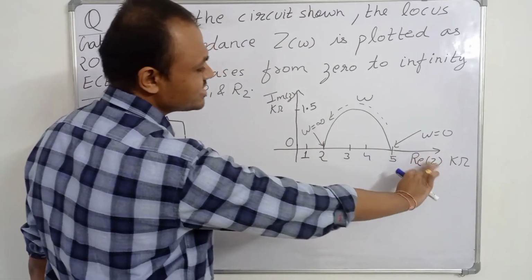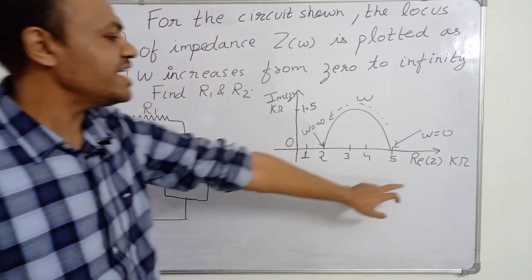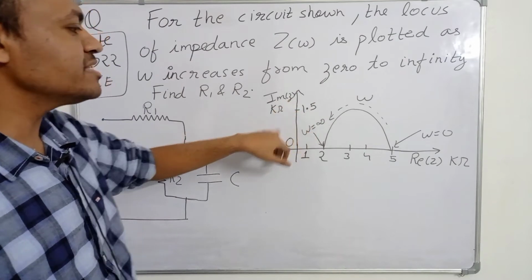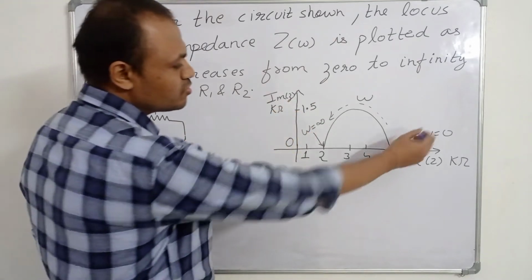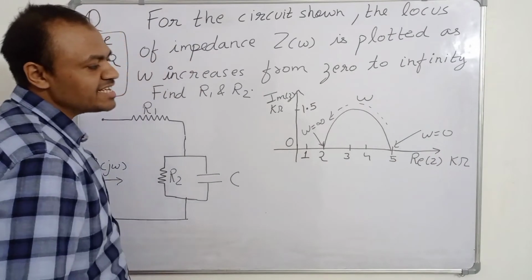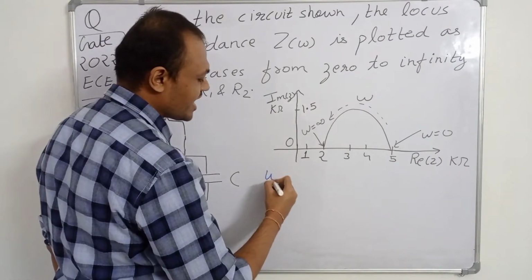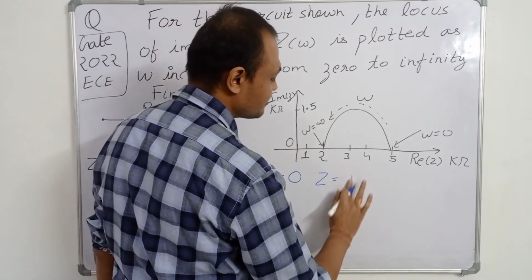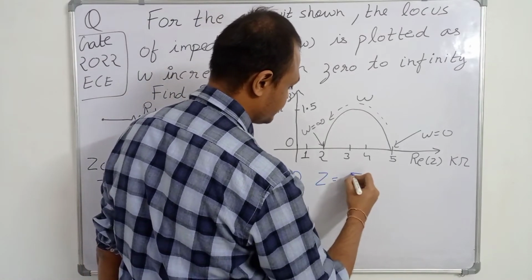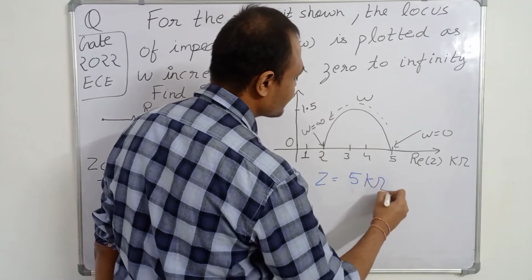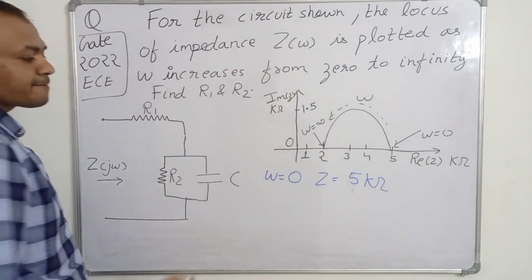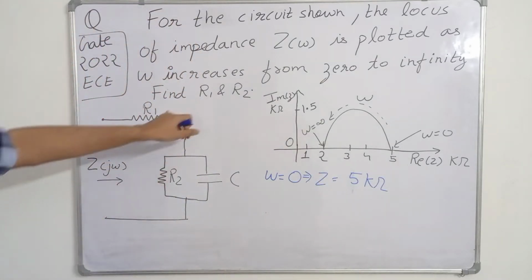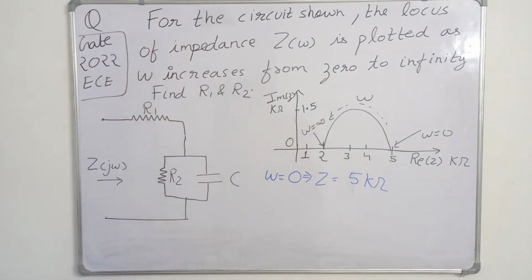On the x-axis it is given the values of real part of Z in kilo ohm, and on the y-axis the imaginary part of Z in kilo ohm is given. So when omega equal to 0, the real part of Z is 5 kilo ohm. When omega equal to 0, Z is a real quantity and it is equal to 5 kilo ohm at 0 frequency. So we have to find R1 and R2.